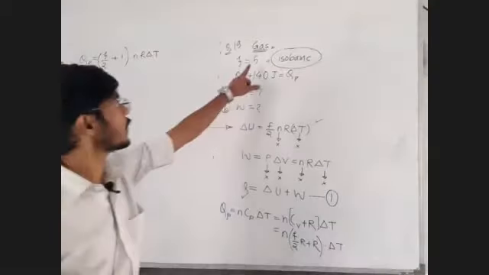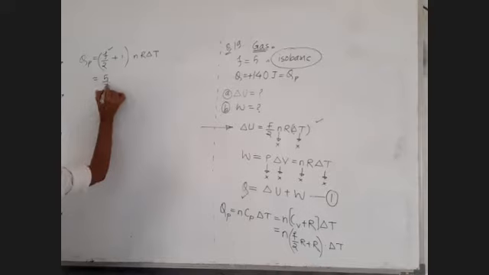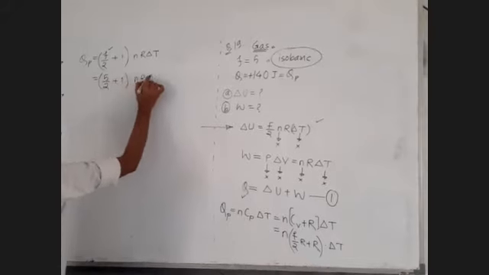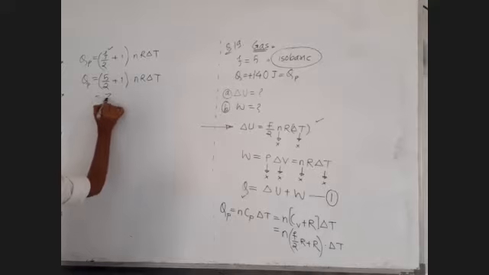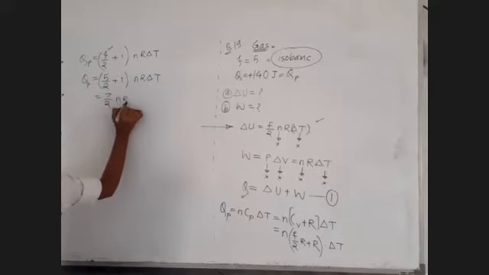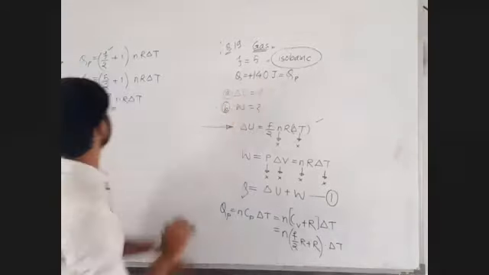Sir, the value of f we are given. Let us put the value of f: 5 by 2 plus 1 into nR delta T. 5 by 2 plus 1 is 7 by 2. So 7 by 2 nR delta T is the value of Qp. Sir, the value of Q or Qp is also given to us.